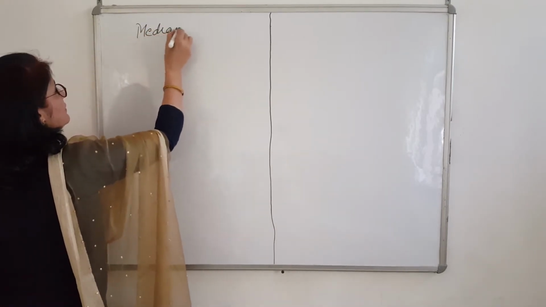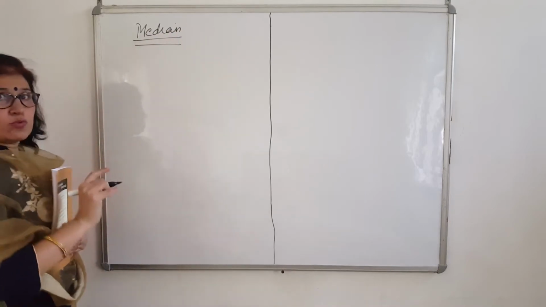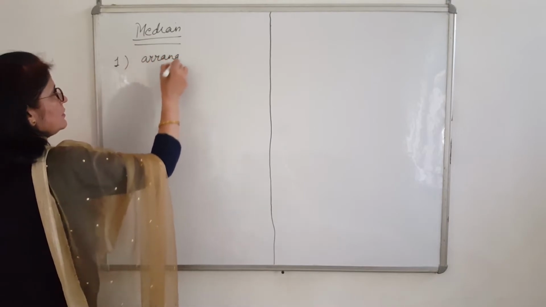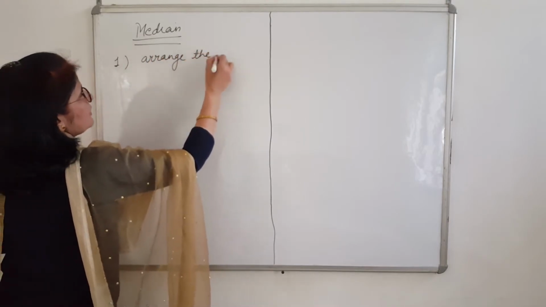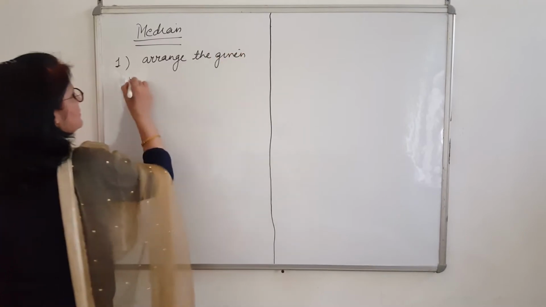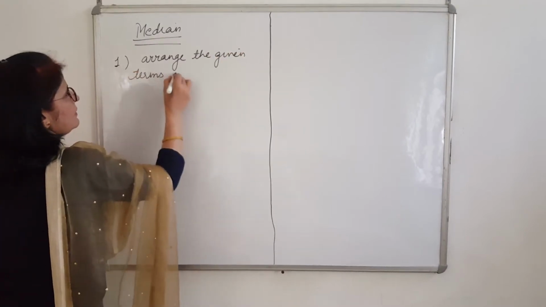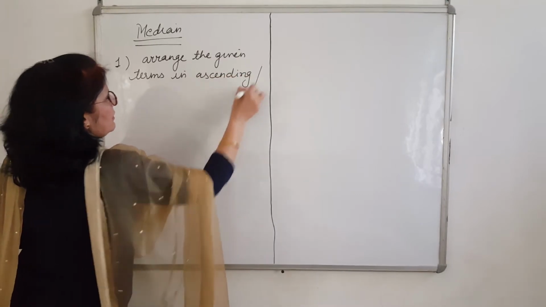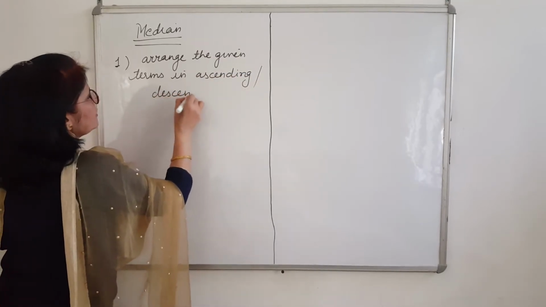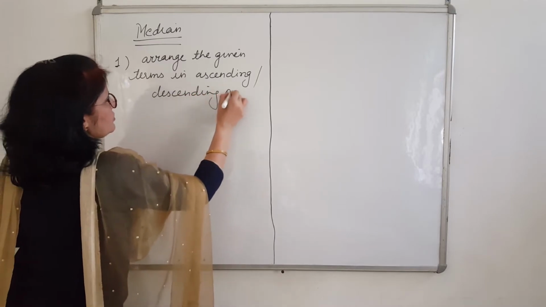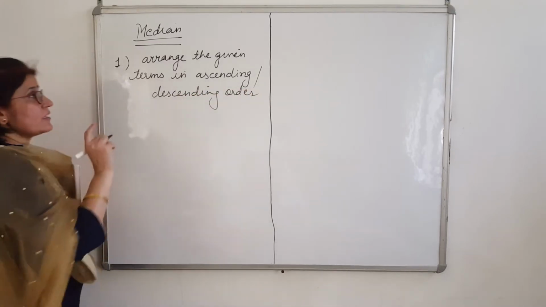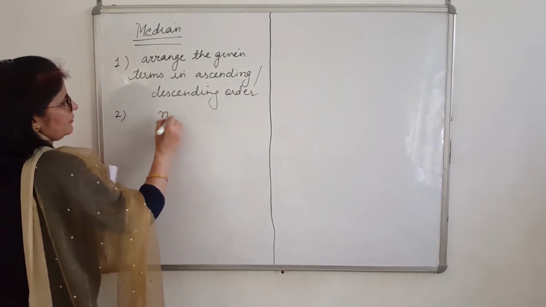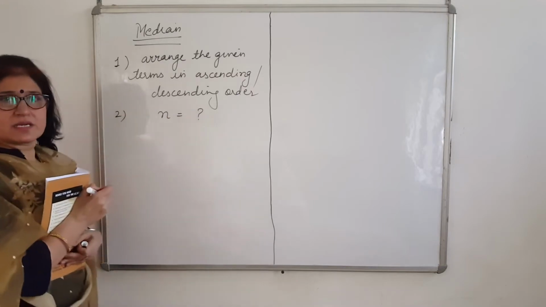So median, the rules are there. The first rule, you have to arrange the given data or the given terms in ascending or descending order. Means any one order you have to take and arrange. Secondly, count the numbers, means how many terms are there.